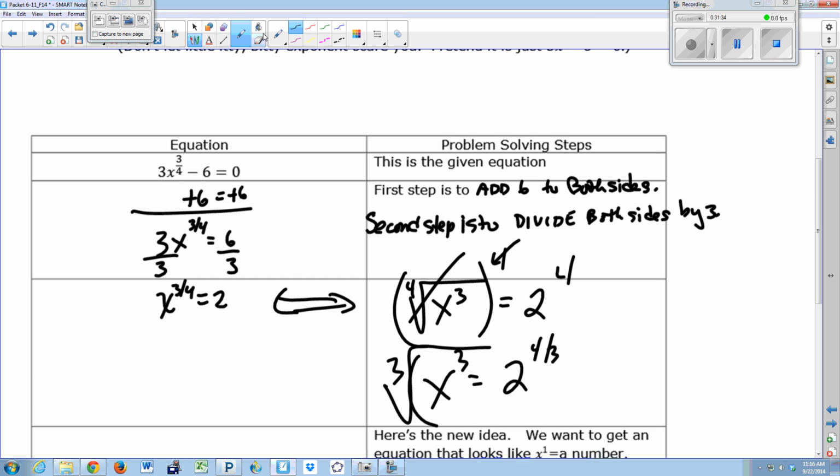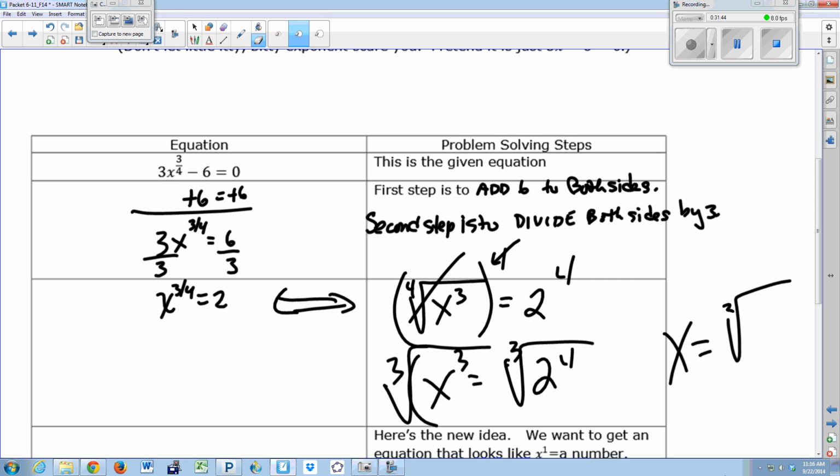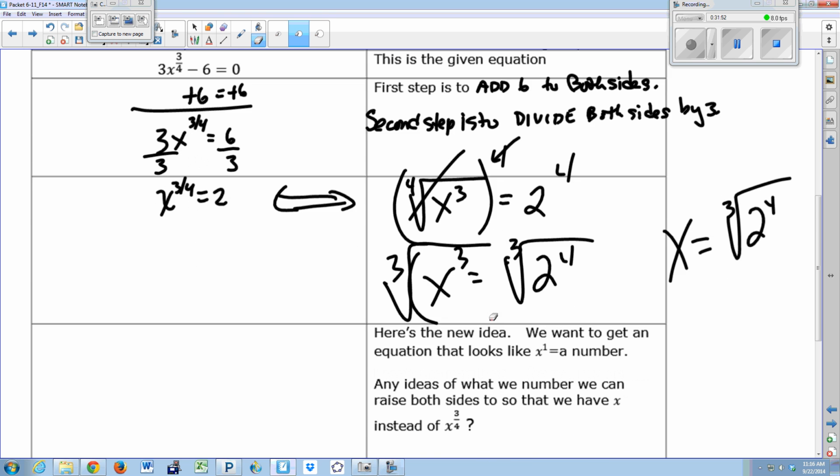Oh, you wouldn't write it like that. That's how I write it. You would write it like this: cube root of 2 to the 4th. So that's your answer. x equals the cube root of 2 to the 4th. Some students are more comfortable with radicals, but I just want to show you that it's really easy peasy to solve this equation from here and get exactly the same answer.